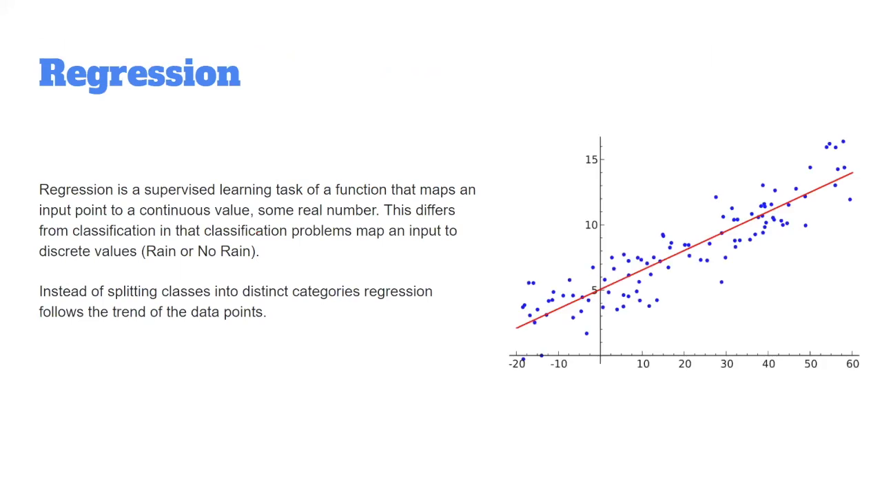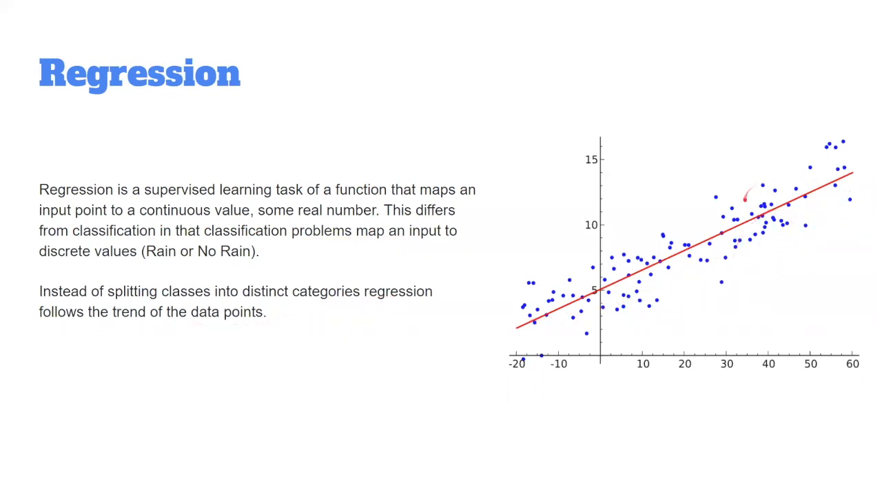Regression. Everything we just did before this was a technique of classification, which is basically splitting data points, whereas regression is using those data points to draw trend lines without drawing boundaries. Just to clarify, regression is a supervised learning task of a function that maps an input point to a continuous value, some real number. This differs from classification in that classification problems map an input to discrete values, such as rain or not rain. Instead of splitting classes into distinct categories, regression follows the trend of the data points.